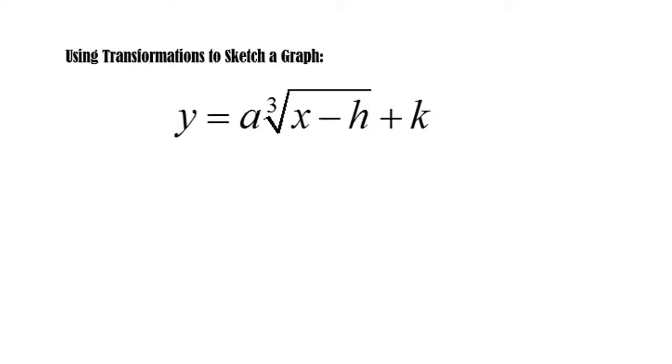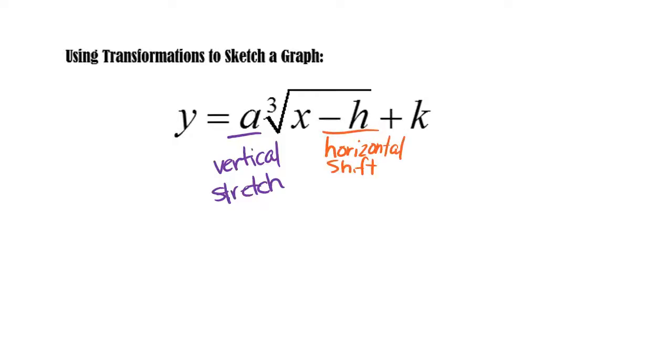With our transformations for our graph, it's going to be just the same as the squared root function. The a value still represents our vertical stretch. Our h value still represents our horizontal shift. And our k value still represents our vertical shift. We're going to approach these questions the exact same way we did before.